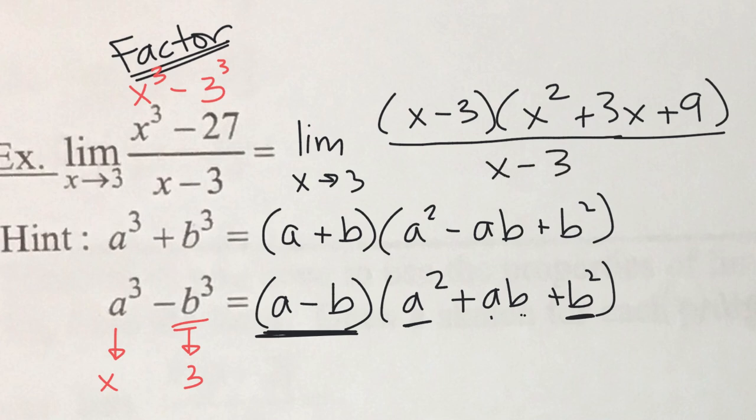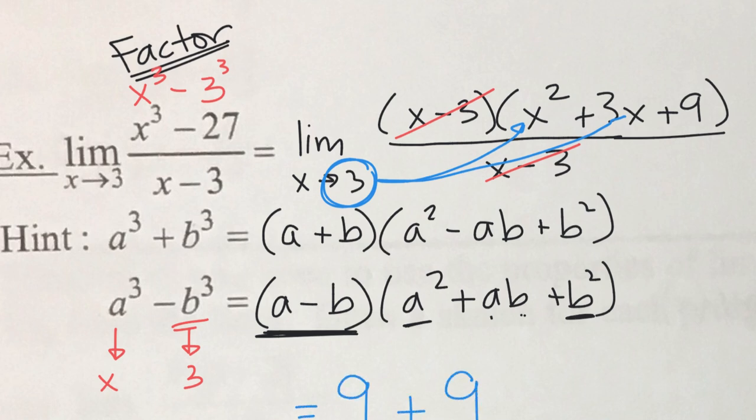And then, of course, we still have an x minus 3 in your denominator. So look what divides out: x minus 3 and x minus 3. Which is fantastic, because now we can use direct substitution. We can plug 3 into both of our x's, and we get 3 squared, which is 9, plus 3 times 3, which is 9, plus 9 means we have a limit of 27.